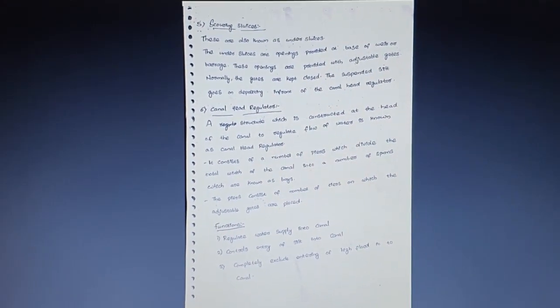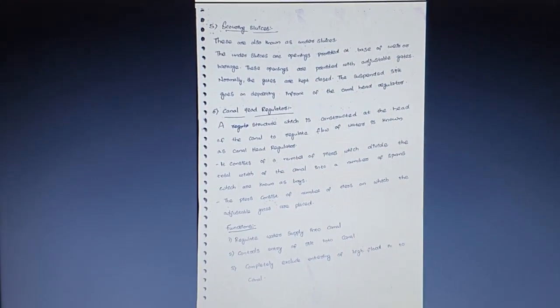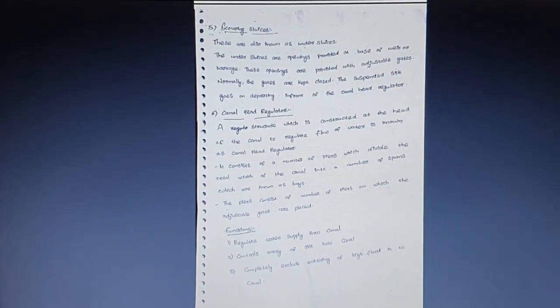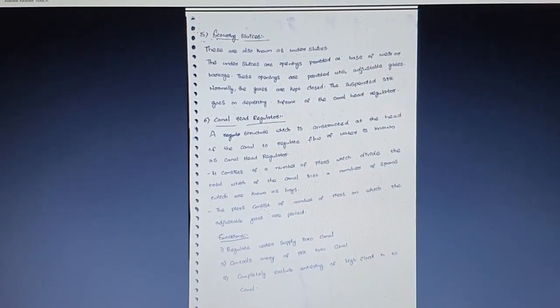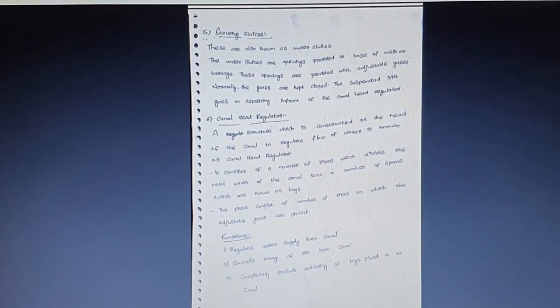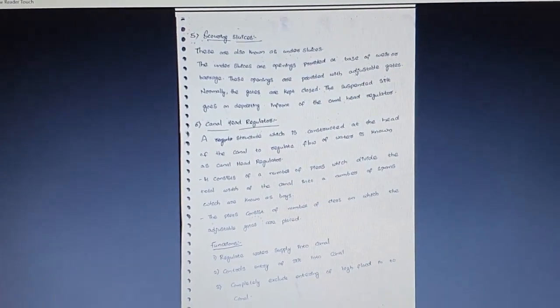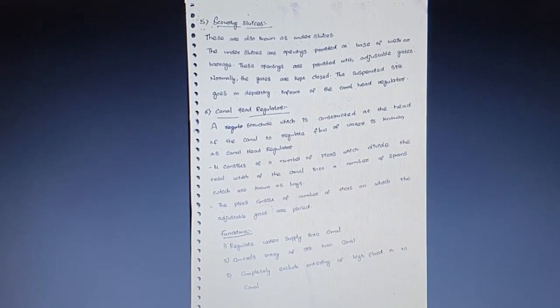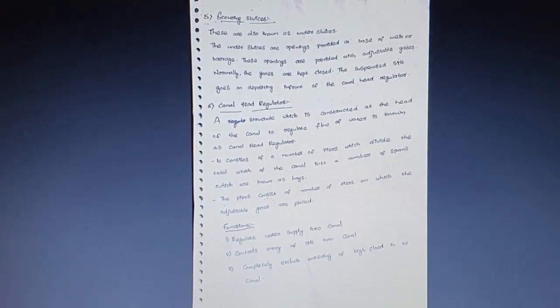Then the next component is the scouring sluices. Scouring sluices can also be called under sluices, as I said; they are provided beneath the base of the weir or the barrage. They allow the silt particles to move away from that place and deposit near the canal head regulator. The next one, the canal head regulator.